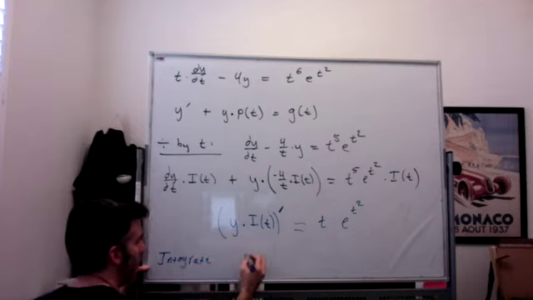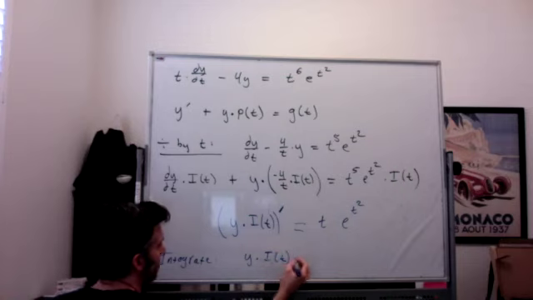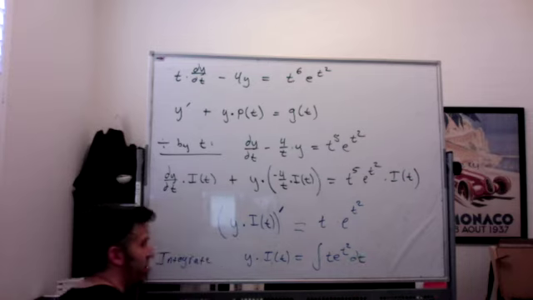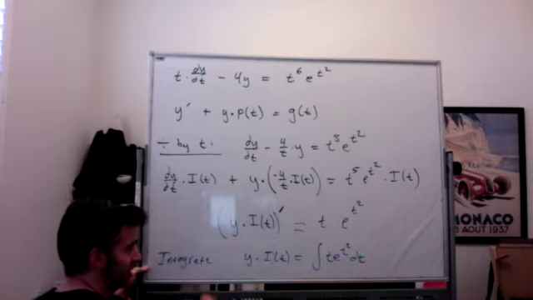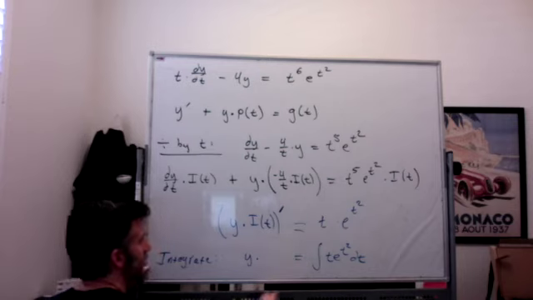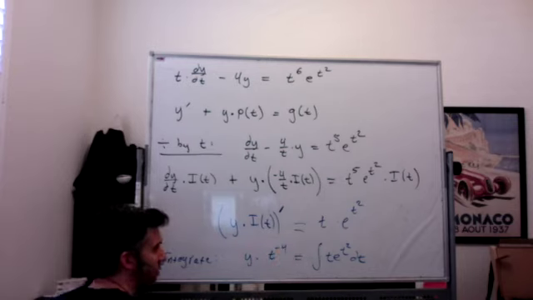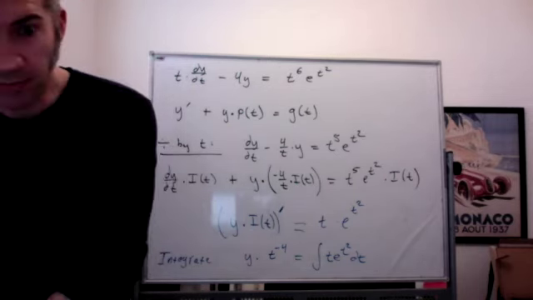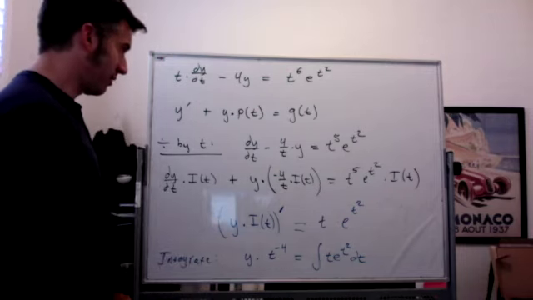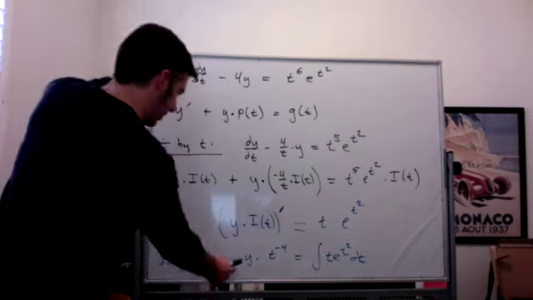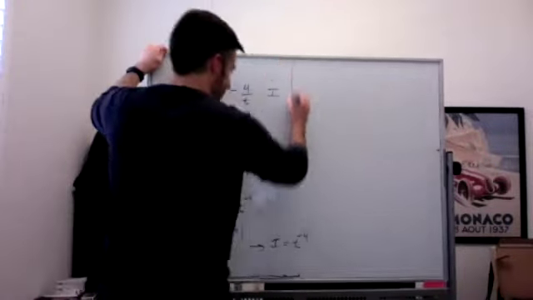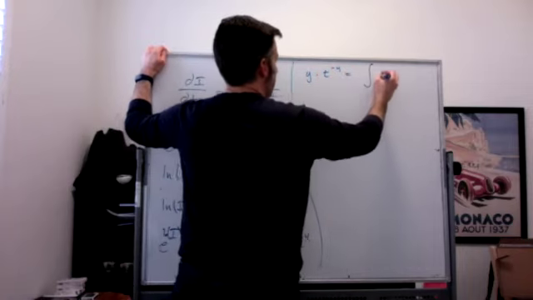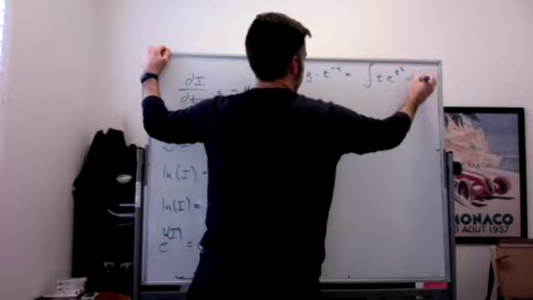So integrate, and you get y times I of t equals the integral of t e to the t squared. I suppose I could plug in what I of t is at this point. I of t over here is t to the negative fourth. So I'm out of room. Let's go to the other side. So we've got y times t to the negative fourth equals the integral of t e to the t squared dt.